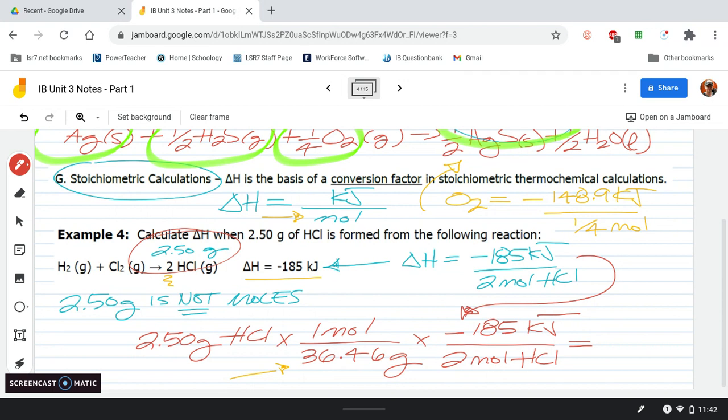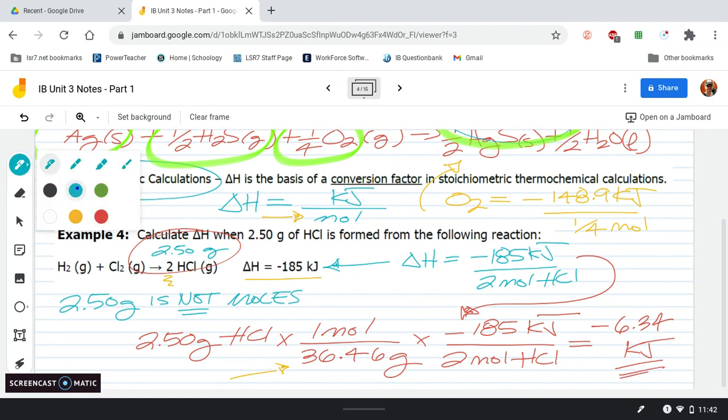If you had 5 grams, you get more. If you had 75 grams, you get more. But we have the 2.5 grams, and so that should give us negative 6.34 kilojoules.